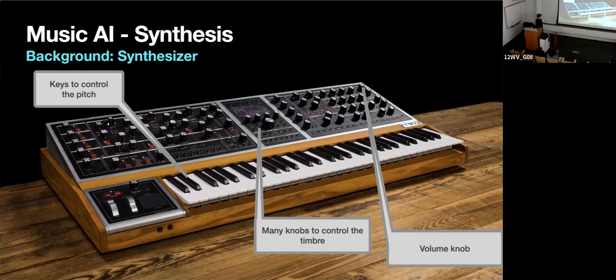And then second, we see like 30, 40 different knobs and lots of interfaces up there on the panel. What they do, I call them many knobs, is control the timbre, or you can also think of it as controlling the tone or the sound itself. And then finally, usually on the top right, there's one special knob which corresponds to the output volume of the synthesizer. So again, there are so many knobs and interfaces when you buy a new synthesizer, but they are just one of three functions: keys to control the pitch, knobs to control the timbre, or the volume knob to control the volume.